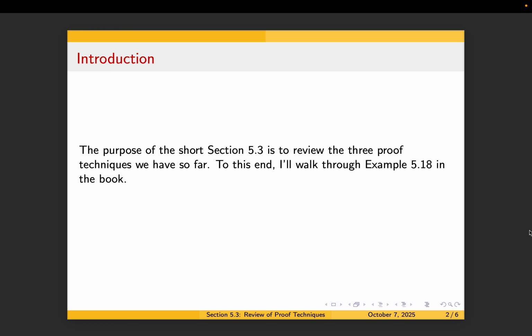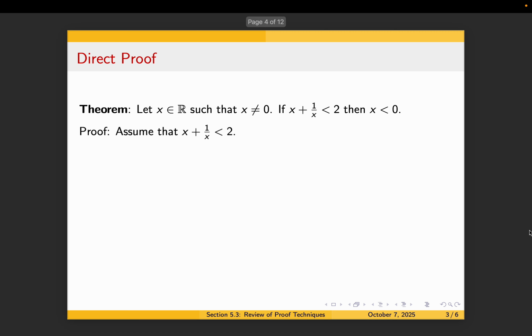And so I'm just going to walk you through example 5.18 and then ask you to do a similar one to that example. Okay, so example 5.18 asks you to prove this. Let x be any non-zero real number. If x plus 1 over x is less than 2, then x must be negative. So we have three proof techniques: direct, contrapositive, and contradiction. Let's walk through each of them in turn.